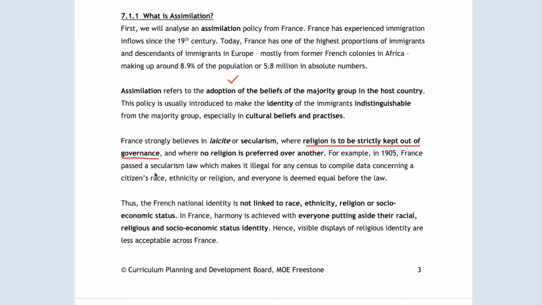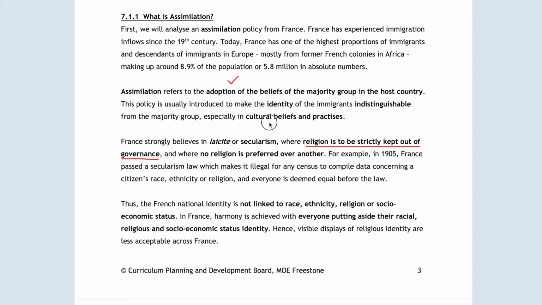These two terms you need to be clear about. What is assimilation? What is secularism? Please don't be confused over these two terms. They're not the same thing, but they are similar. They are also linked.